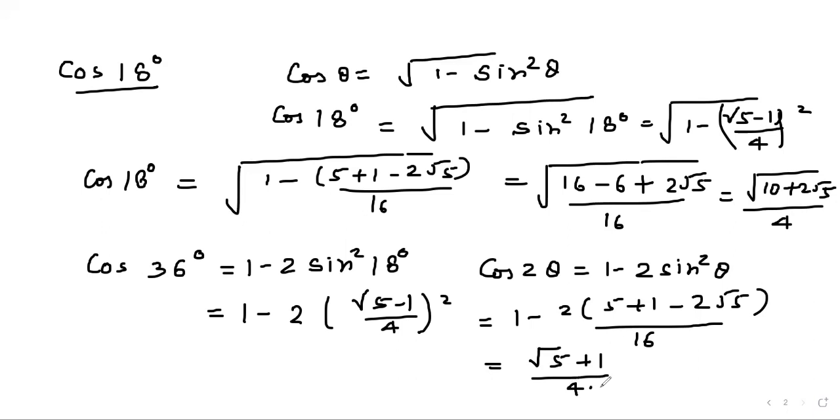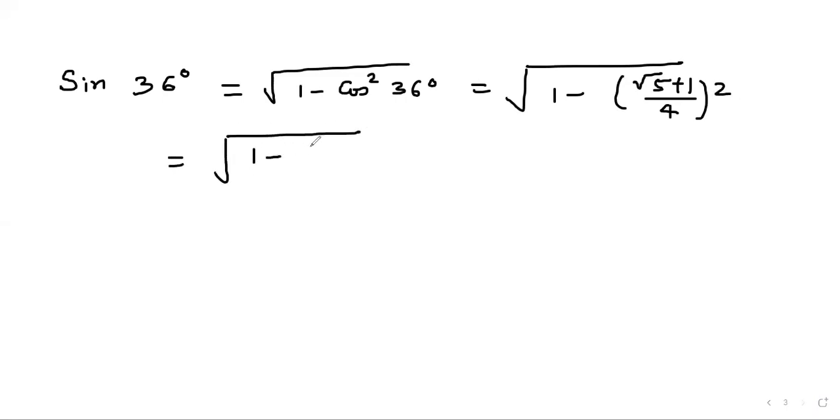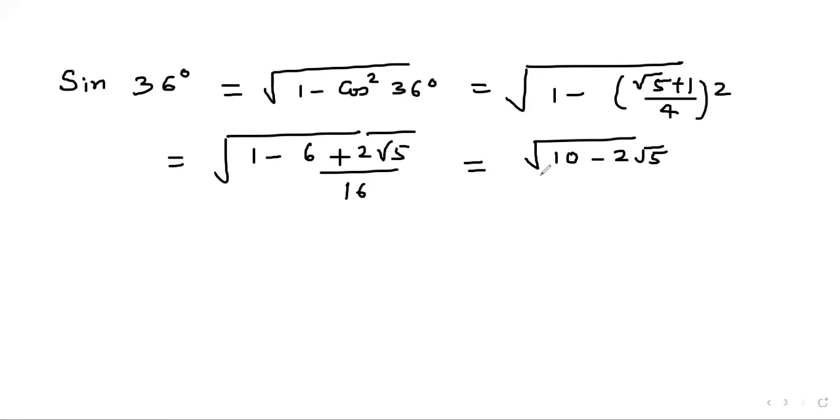Now let's consider sine 36 degree. So sine 36 degree can be written as root of 1 minus cos square 36 degree. And we have just evaluated cos 36 degree equal to root 5 plus 1 divided by 4. So this will become 1 minus root 5 plus 1 divided by 4, whole square. So we simplify it. We get 1 minus 6 plus 2 root 5 divided by 16, which on simplification gives root of 10 minus 2 root 5, whole divided by 4. So we have got sine 36 degree.